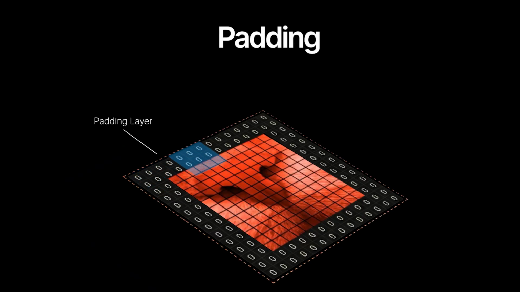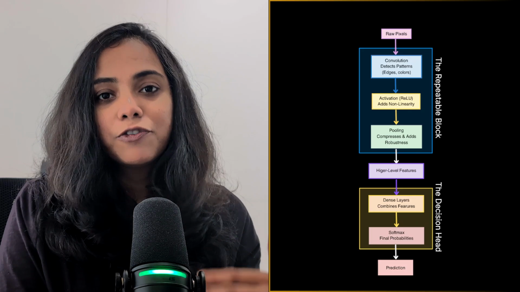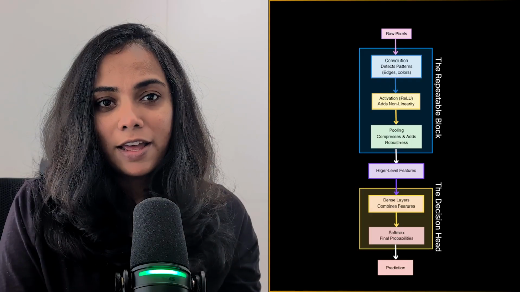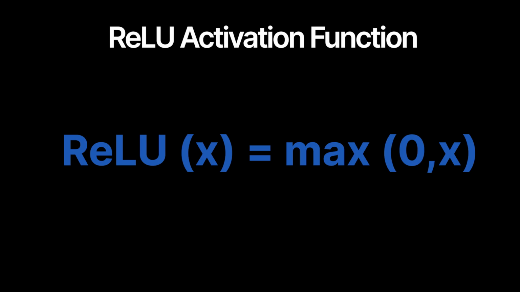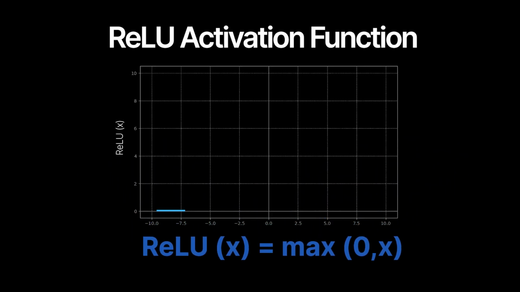So we add a border of zeros around the image so that the filter can reach the very edges without falling off the map. After convolution, we apply an activation, which is usually a ReLU. Without activation, your whole network becomes basically one giant linear function. ReLU makes the network capable of learning complex patterns fast, so it adds that nonlinear element to it.